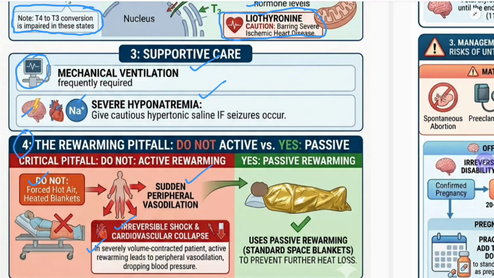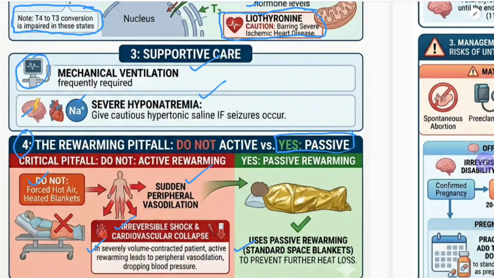In a severe volume contracted patient, active rewarming leads to peripheral vasodilation, dropping blood pressure. Passive rewarming is encouraged in these patients. What is passive rewarming? Just use standard space blankets to prevent further heat loss. That's all. That is passive rewarming.